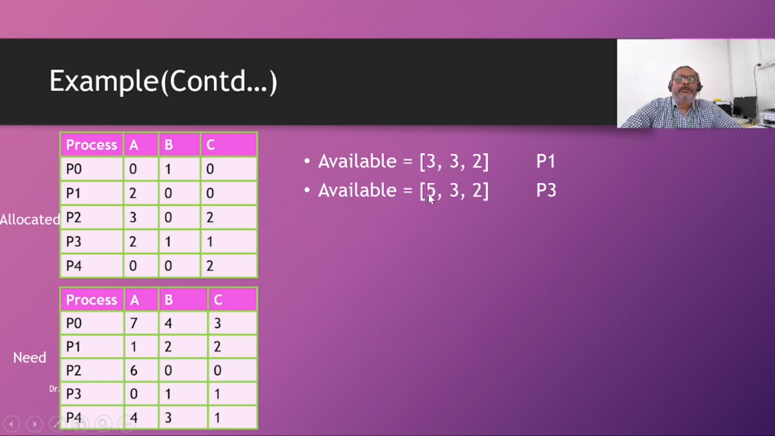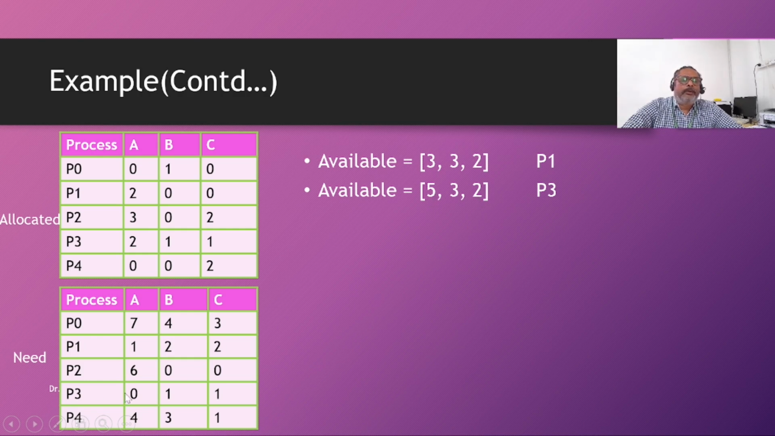Now 5 3 2 instances are available for A, B, C respectively. Now what is next? 7 4 3, no. 6 0 0, no, because we have only 5. P2 requires 6, not possible. What about P3? 0 1 1, yes, of course we can satisfy.